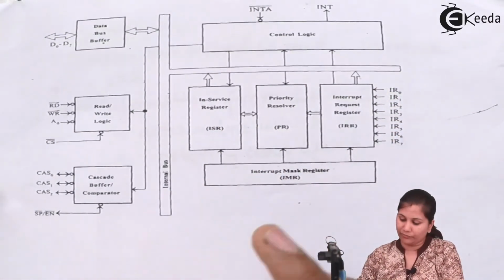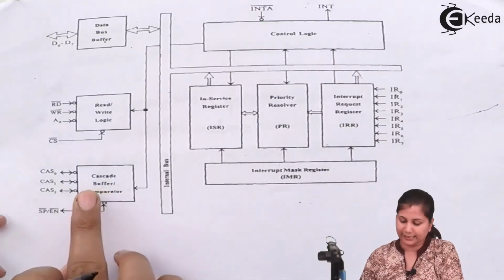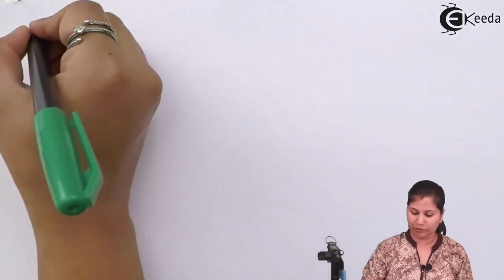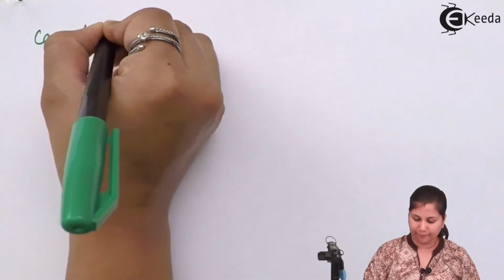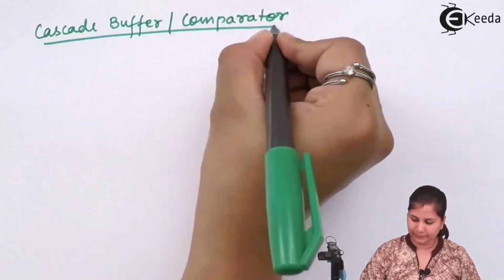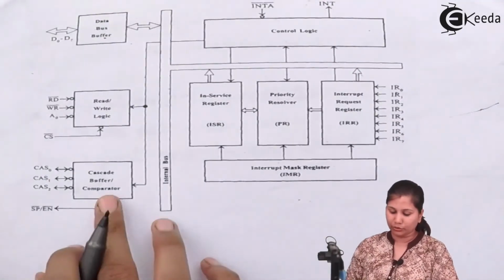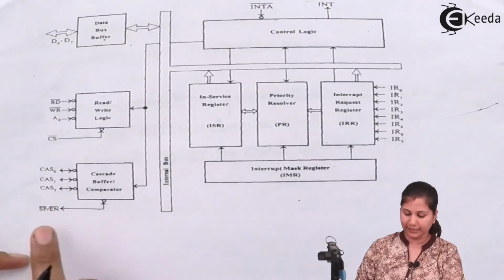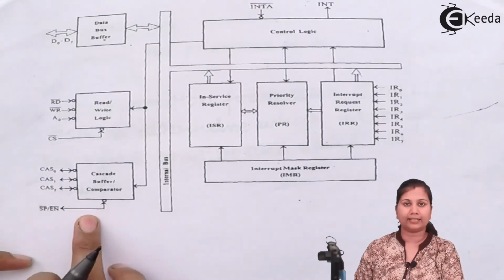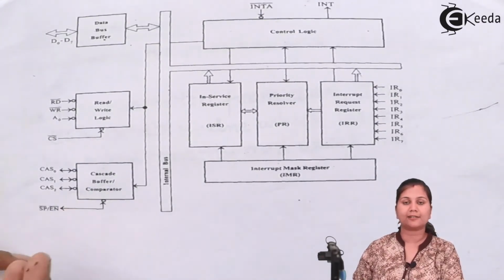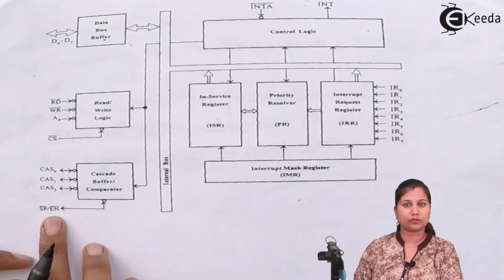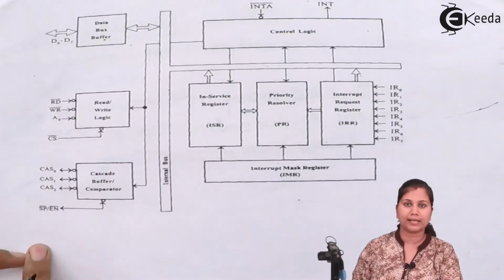Now next we are at the cascade, buffer and comparator block. To this block we have the SP line and the enable line. This line decides whether the 8259 IC is working in the master slave configuration, and this signal is also used to enable or disable the data bus buffer.